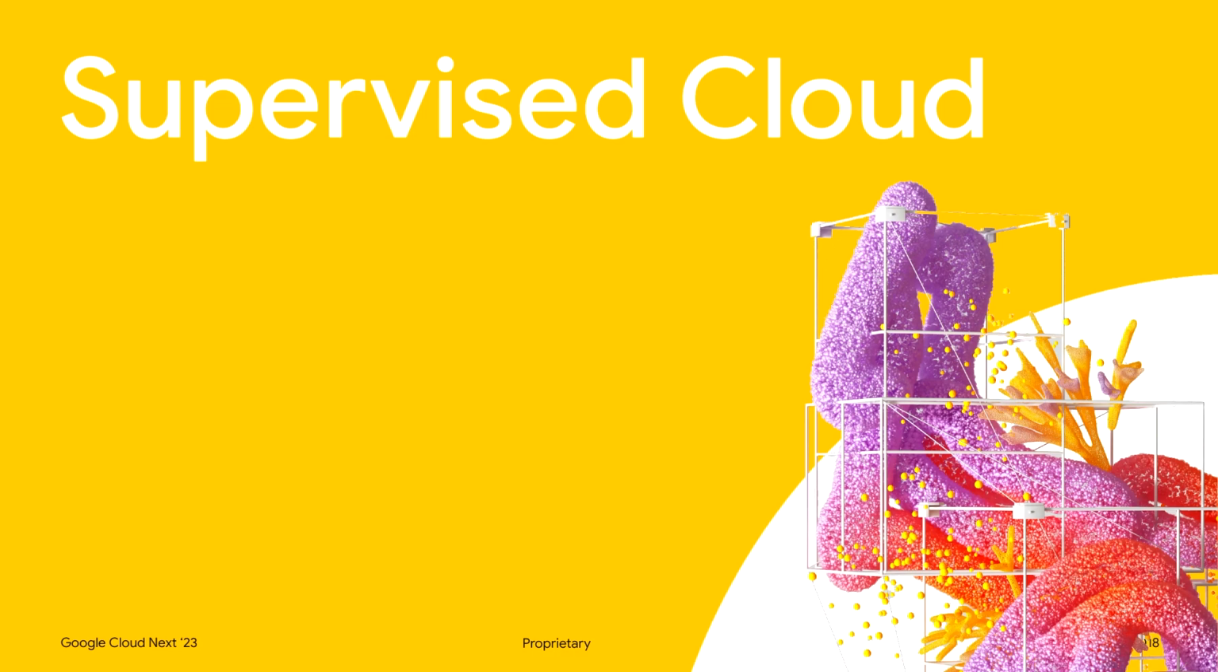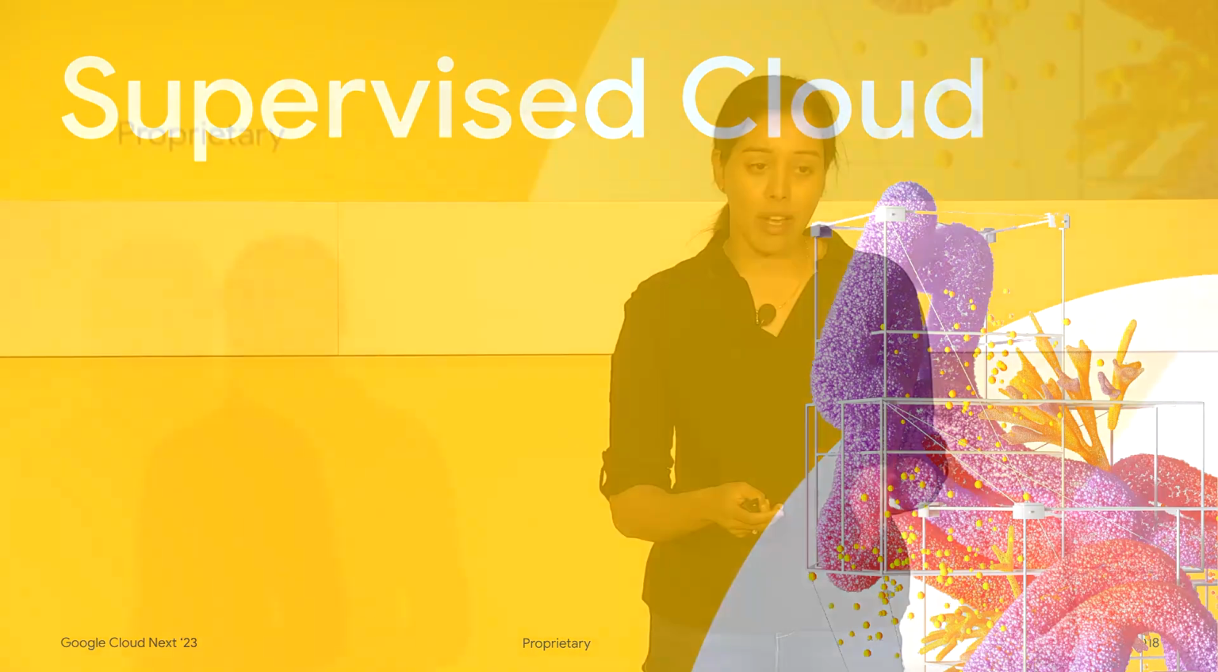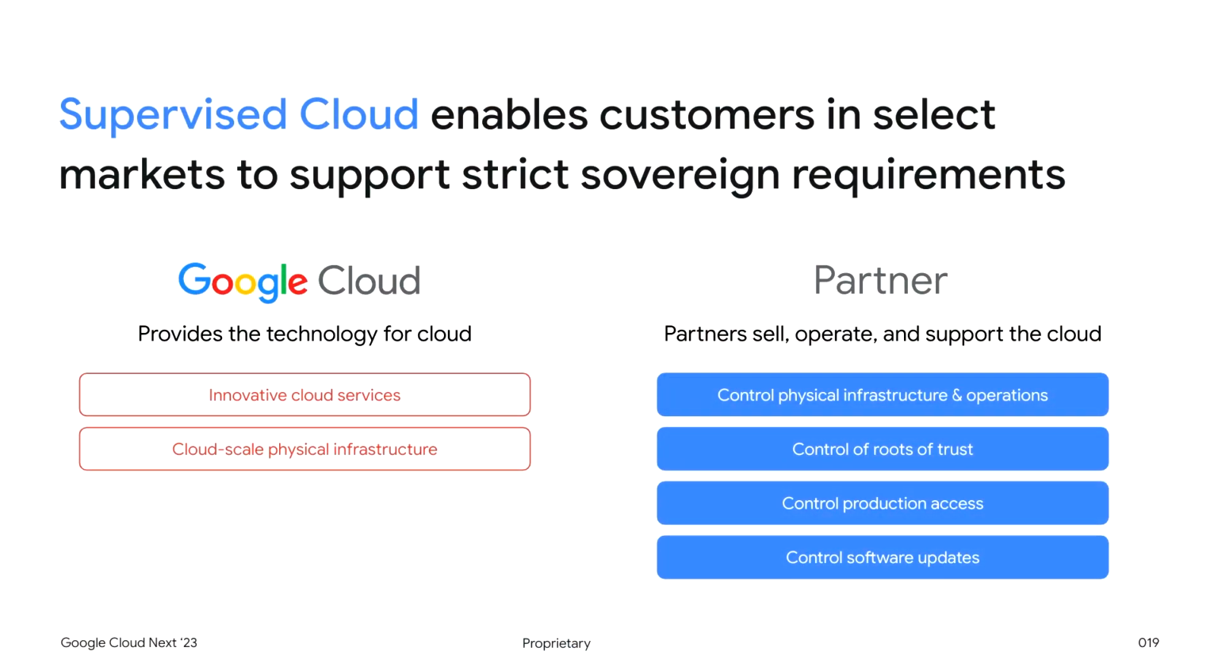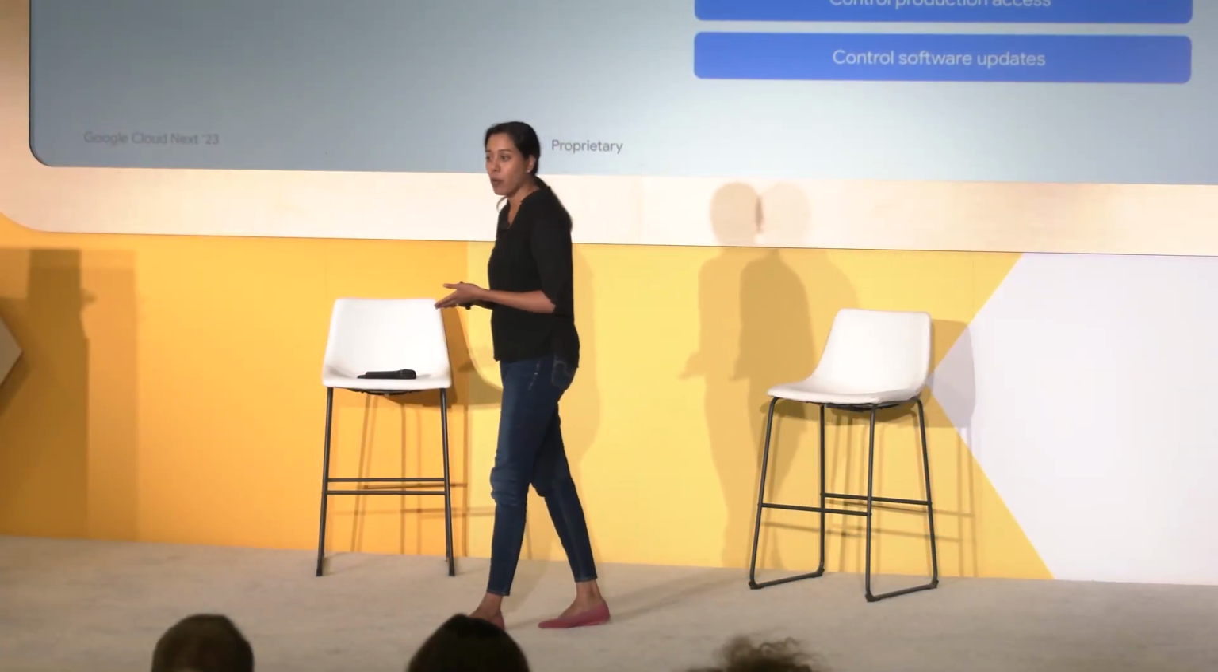Now we'll look at Supervised Cloud. It's our forthcoming product offering, and it addresses the strongest data and operational sovereignty requirements that we see in countries like France and Germany. And this product brings together the scale and power of Google Cloud's products with the operational controls that our partners bring to the table. Now, in this model, Google provides the cloud services stack, and this is completely disconnected from the rest of GCP. And our partners, that's local third parties, actually sell, maintain, operate, and support the cloud.